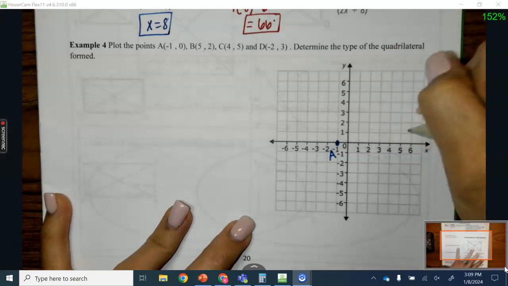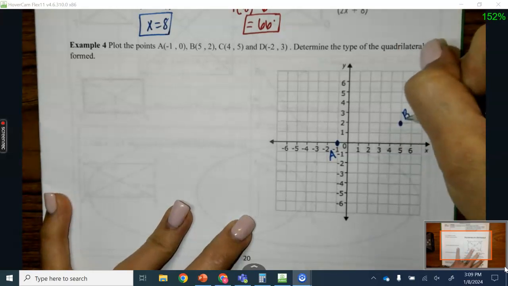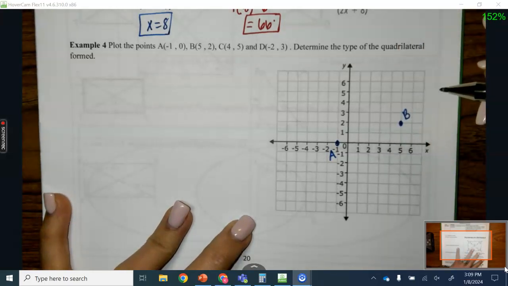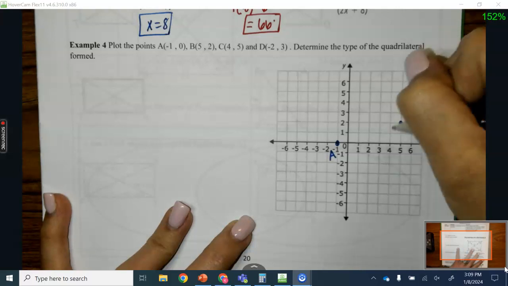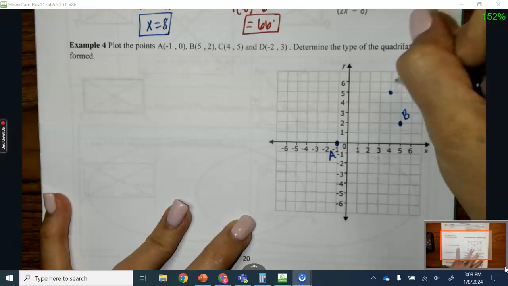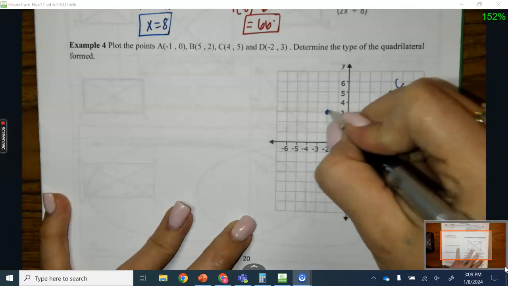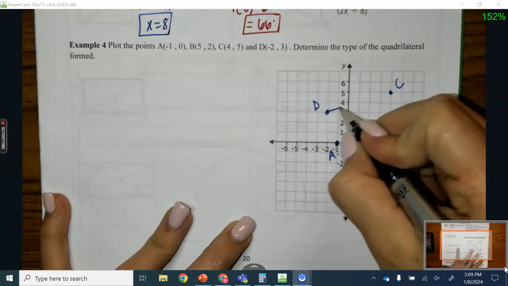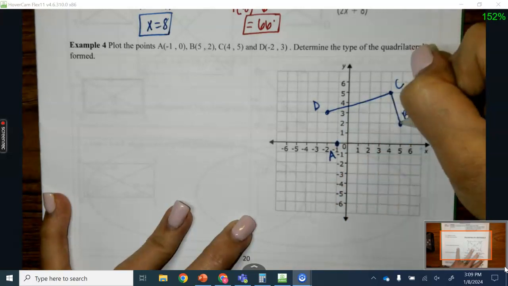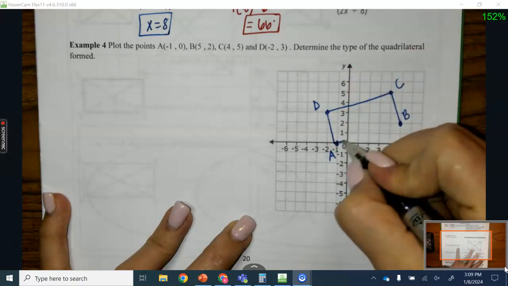B is at 5, 2. So here's B. C is at 4, 5. So here's C. And D is at -2, 3. Okay, so here are my 4 points.